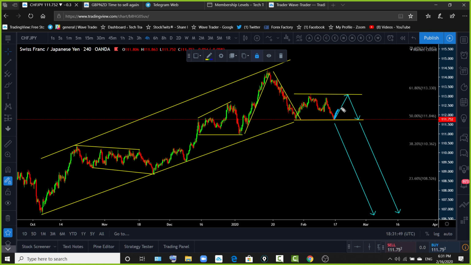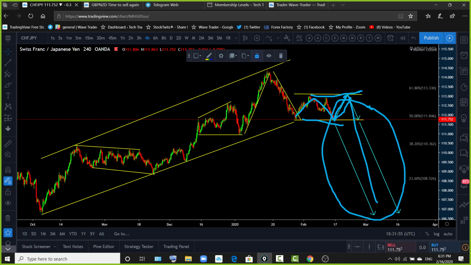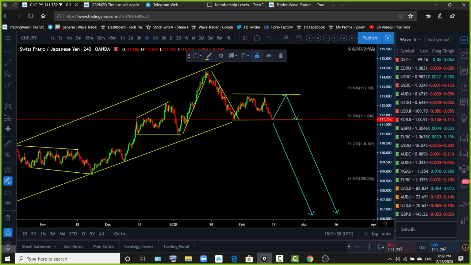Go back up for one more up move, test the top, this flat formation, and this is the wave. That's the wave on the chief yen going down. So chief yen to drop.